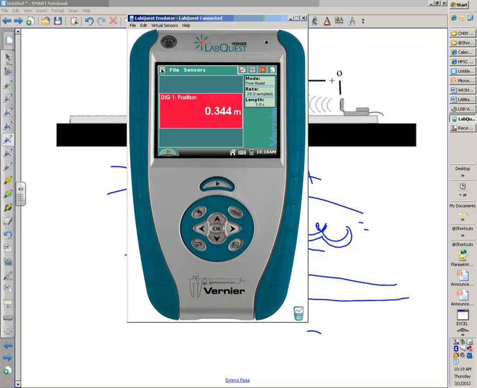Up on the screen right now is a picture of what the LabQuest looks like. It's not the actual LabQuest. I have a program on the computer called the LabQuest emulator, which is what it said up top. So it basically shows you what the LabQuest is showing you. All I've done is plug the motion detector into the side of the LabQuest. And if you're sitting close or you're quiet, you may be able to hear on the recording that the motion detector is clicking.